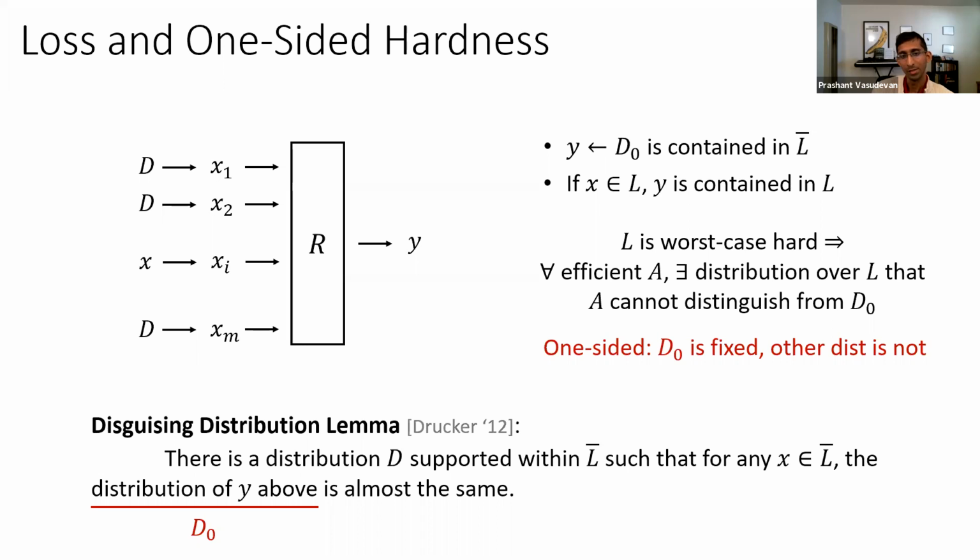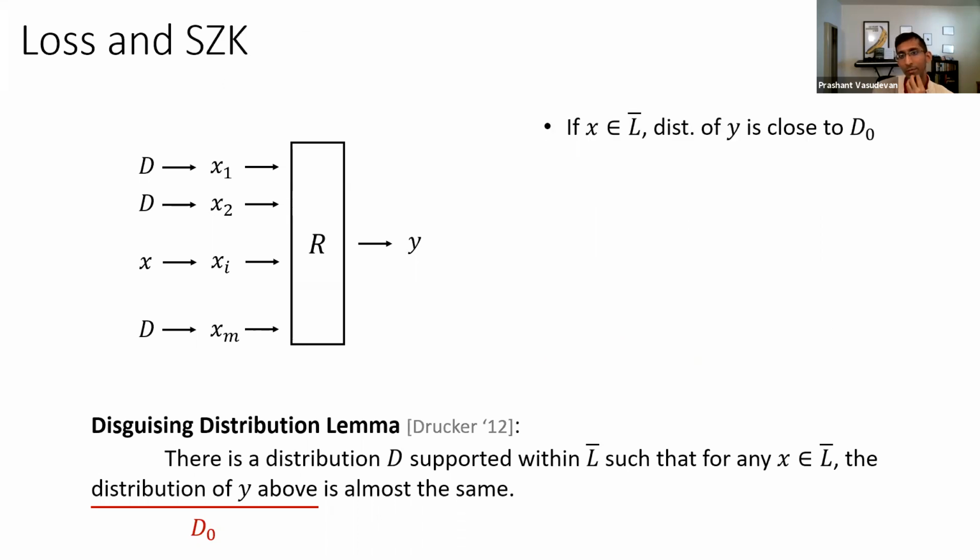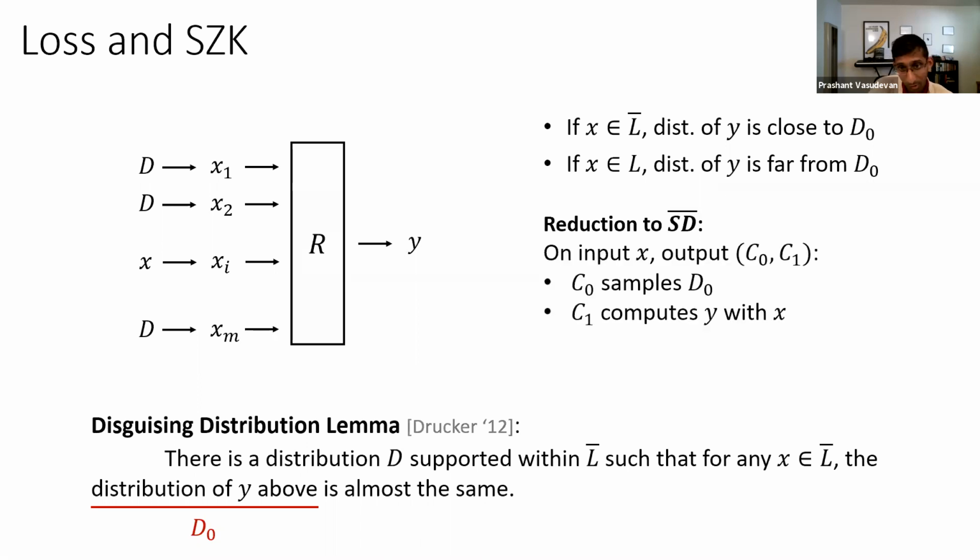How do you show L is in SDK? Well, you can use the same thing. Again, the lemma says that if X is not in L, then Y is close to D0. If X is in L, then it has to be far from D0, because D0 is supported outside L, but the output of R, if X is in L, has to be in L. And so to reduce to statistical difference, you just output these two circuits, one which samples D0 and one which actually does this reduction. Then by the above observations, this is a reduction to the complement of statistical difference. And this shows that L is in SDK.